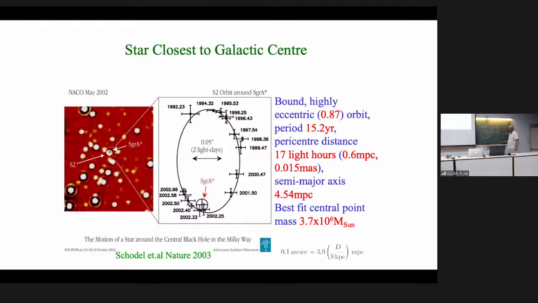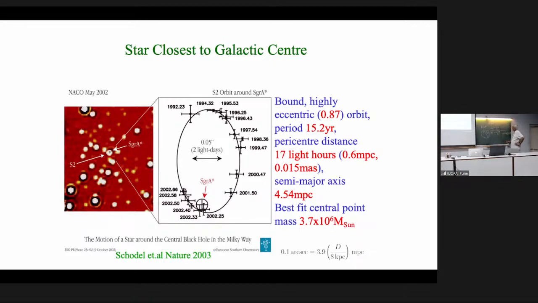This doesn't require GR or anything. If I give you this data, you can just fit an ellipse. Using Newton's and Kepler's laws, it tells you that it's an ellipse. Newton's law lets you estimate the mass, and the mass turns out to be 3.7 × 10⁶ solar masses. And it's sitting at one focus, exactly like Kepler's law.